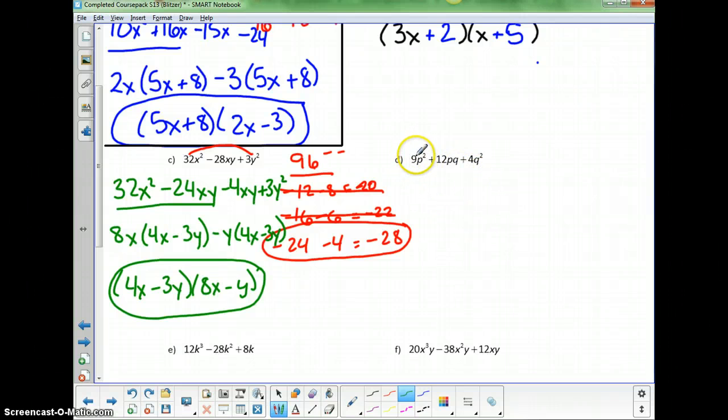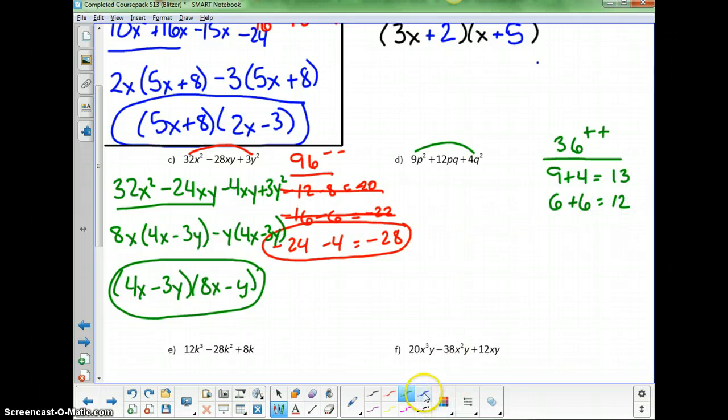Because there's more than one way to make 9, I could go 1 and 9 or 3 and 3, and more than one way to make a 4, I could go 1 and 4 or 2 and 2. I'm going to also do the grouping method. So 9 times 4 is 36. That's a positive number. I'm going to need it to add to a positive number, so 2 positives. So 36 is 9 and 4. That's going to add to 13. It's pretty close, but not what I need. So I want to go smaller to make this a little bit smaller. So 6 and 6, and that adds to 12.